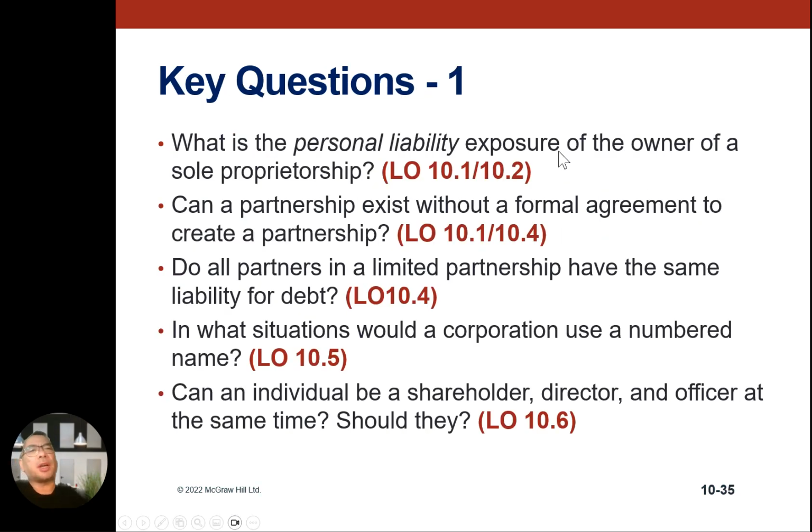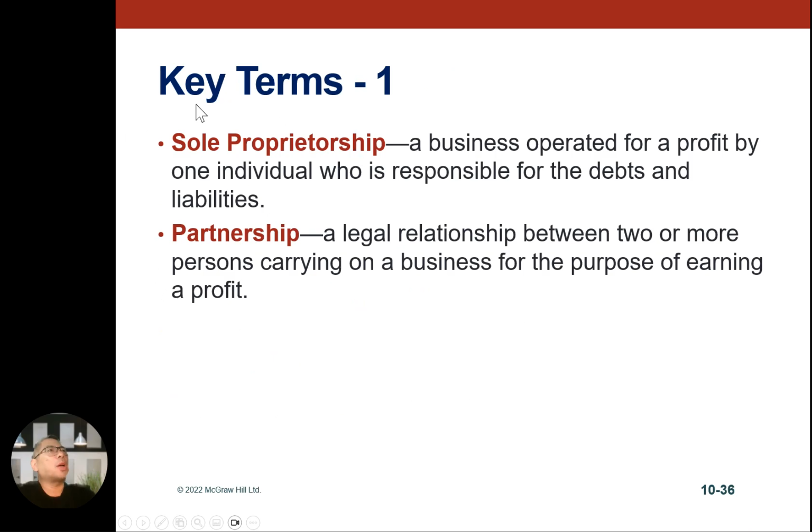The key questions here: Number 1, what is the personal liability exposure of the owner of a sole proprietorship? Number 2, can a partnership exist without a formal agreement to create a partnership? Number 3, do all partners in a limited liability partnership have the same liability for debt? Number 4, in what situation would a corporation use a numbered name? And can an individual be a shareholder, director, or officer at the same time? Should they?